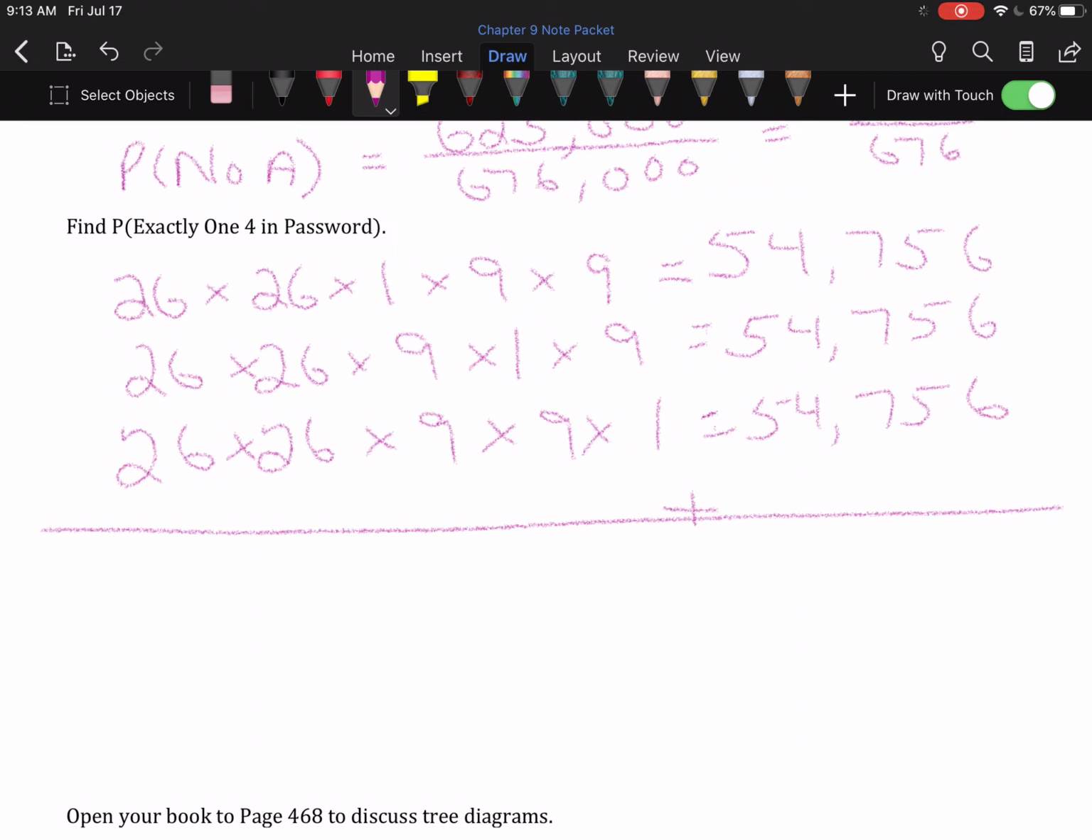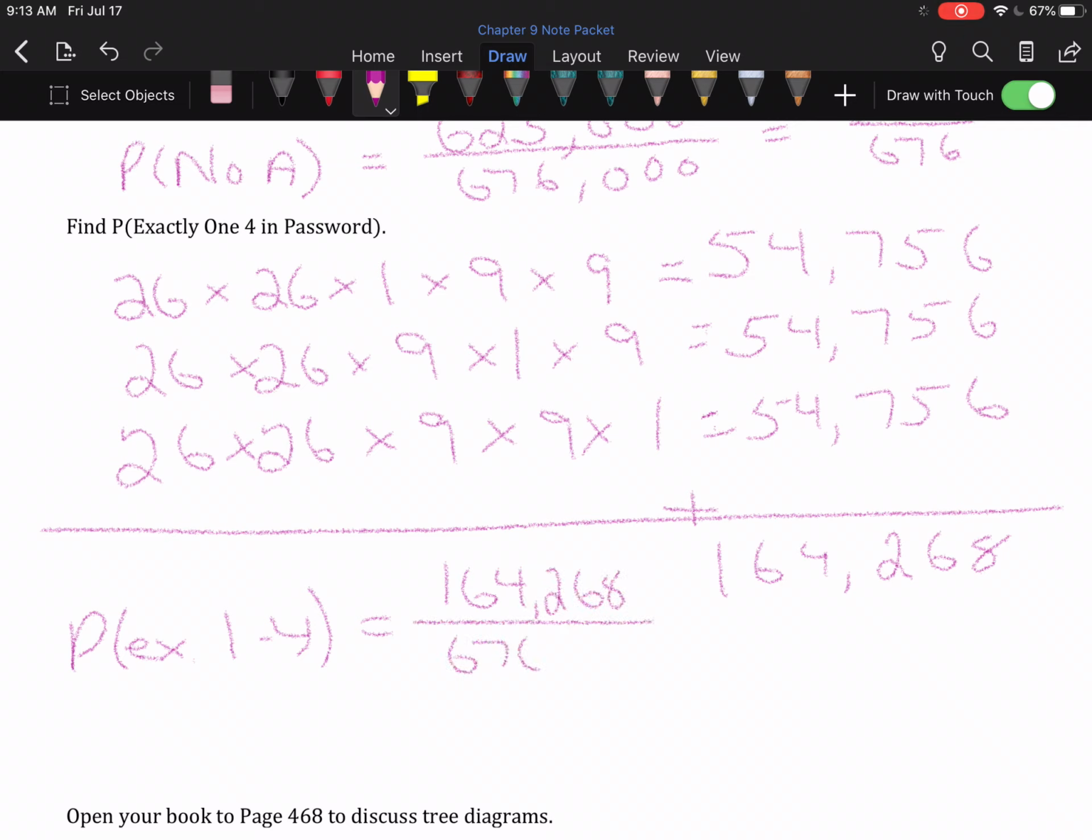If I add those up, there's actually 164,268 combinations that have one 4 in them. So the probability of getting exactly one 4 is 164,268 divided by 676,000. Now, I'm going to put this into my calculator as a fraction. I am expecting it's going to spit a decimal out at me. Oh, it doesn't. It actually does simplify neatly. It's 243 over 1,000.